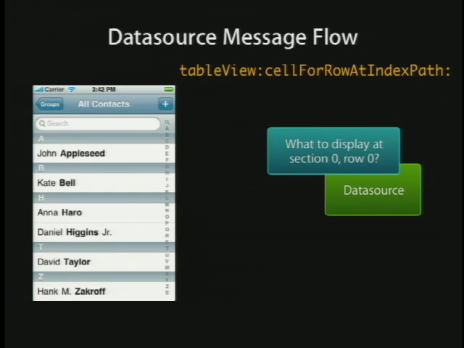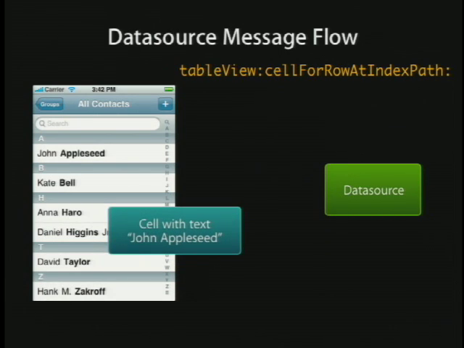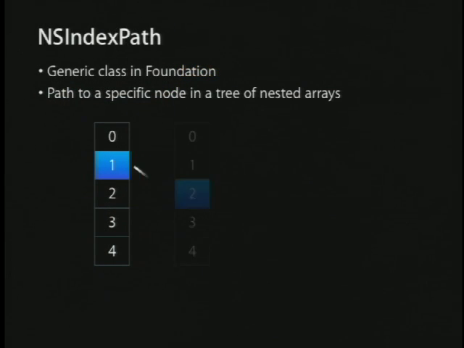This is the lazy part, and the part that's really much better than just providing the big raw list of data, is we can be very lazy about it and efficient and only ask for the things that are needed to display things right now. So it'll ask what to display at section 0, row 0. Data source returns one of these UITableViewCells we just talked about, and in this case, it'll have the text John Appleseed in it. All right.